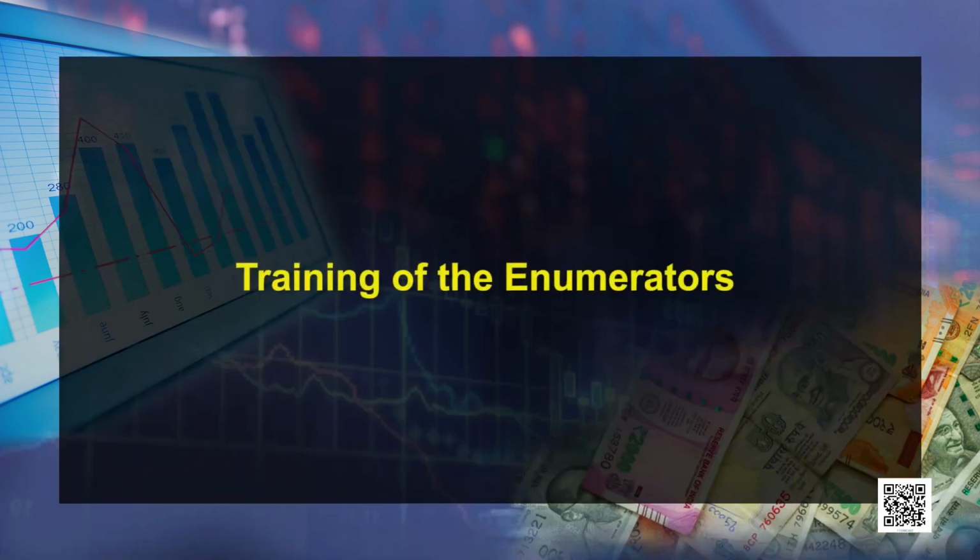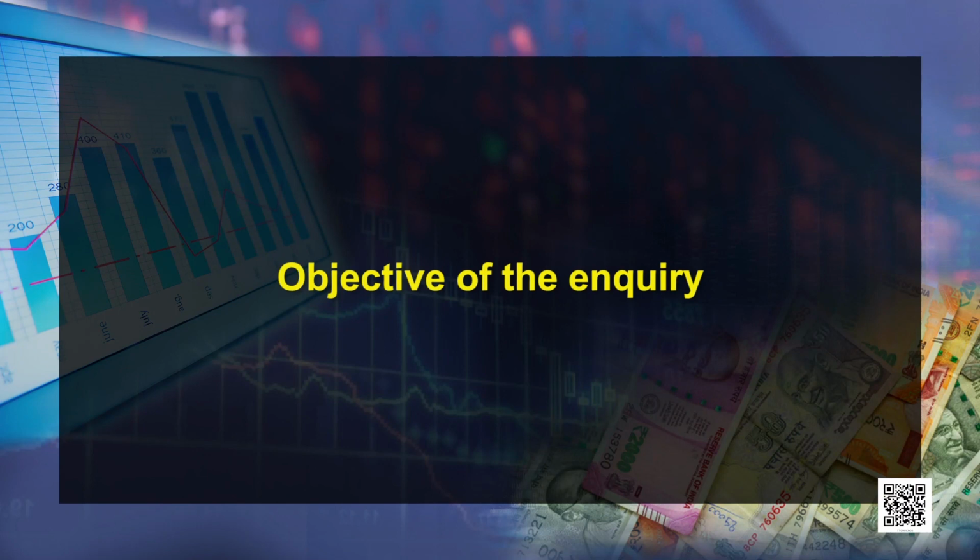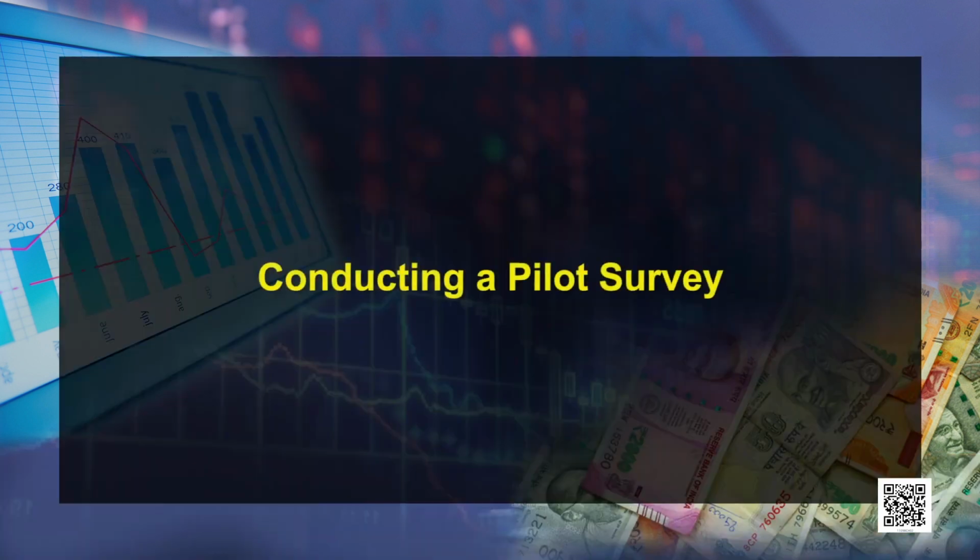The second step in collection of data is the training of the enumerators. Training programs for the enumerators have to be organized so that they can interpret the questions correctly and explain to the respondents the objective of the inquiry and the importance of the study. They must be trained to be polite in their presentation. The next step is to conduct a pilot survey. In case it is going to be a large scale field study, it is useful initially to conduct a survey on a smaller scale, called a pilot survey, before launching the large survey.